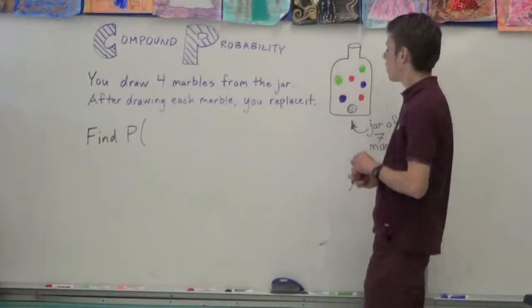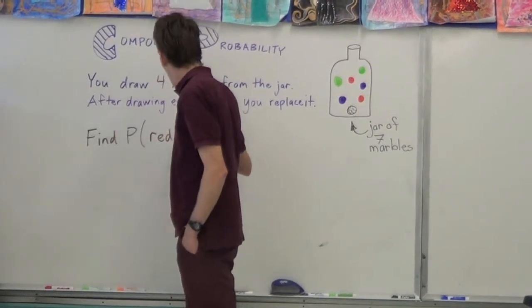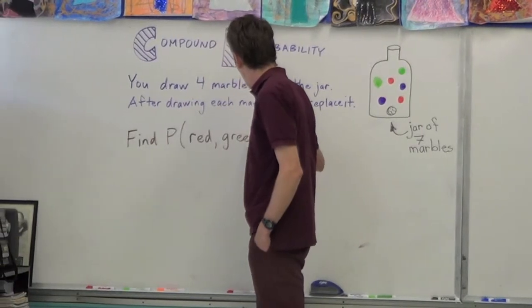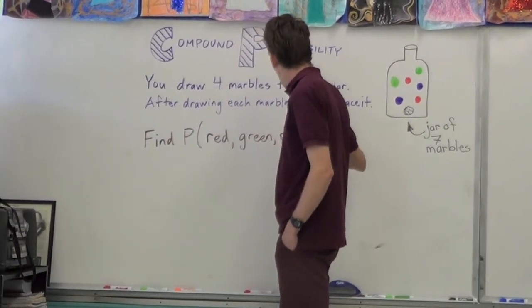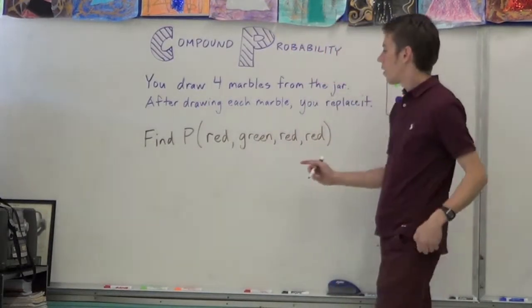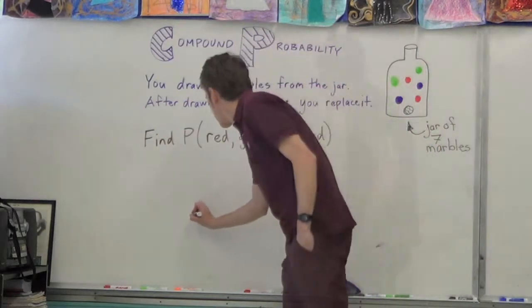So find the probability of getting a red, then a green, then a red, and then a red. First thing we need to draw out is 4 slots for these 4 events. So down here I'll draw out 4 slots.